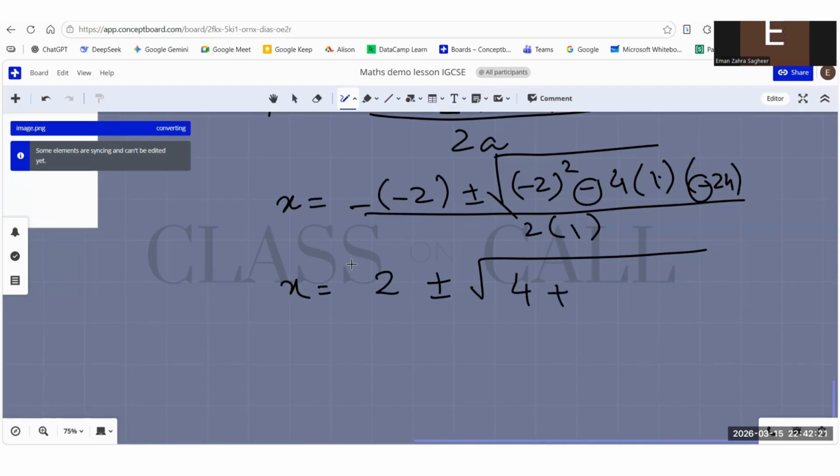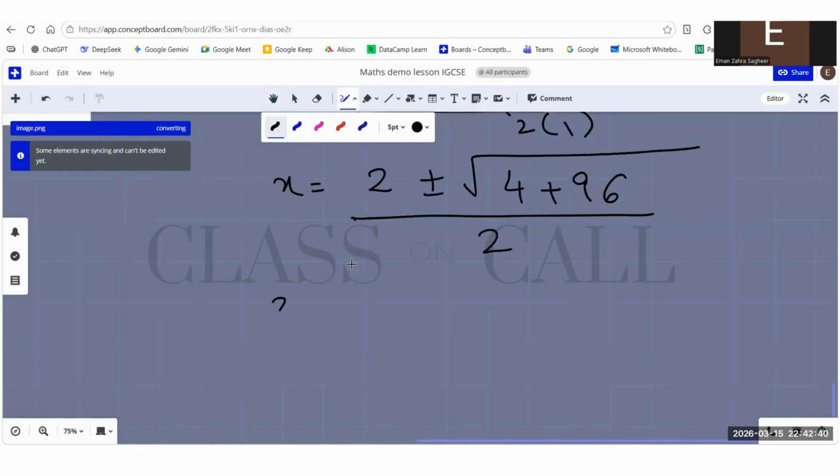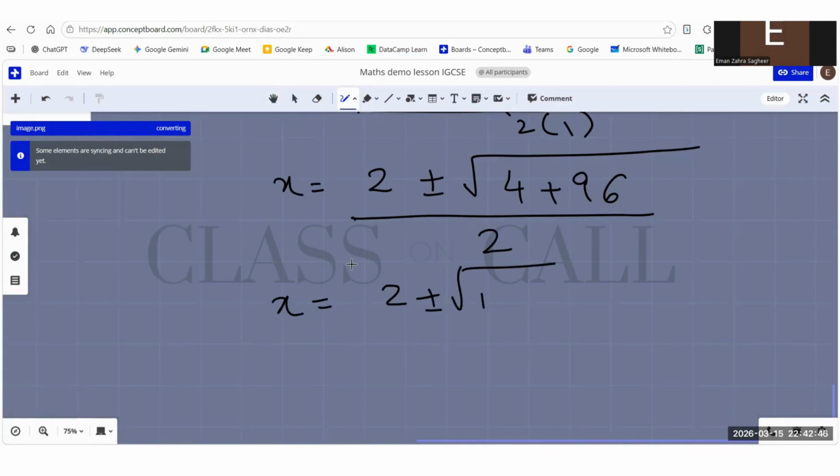And 4 times 24 is, let's say, 4 times 4 is 16, and then I think it's going to be 96. Yeah, 24 times 4 is going to be 96. Okay. Then 2 times 1 is going to be 2. Next is to solve the inside of the square root. So that's going to be 2 plus minus. If we add 4 and 96, we get 100. The square root of 100 is 10. So we're going to write 10 here, divided by 2.